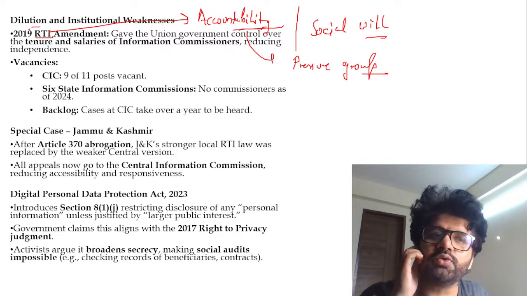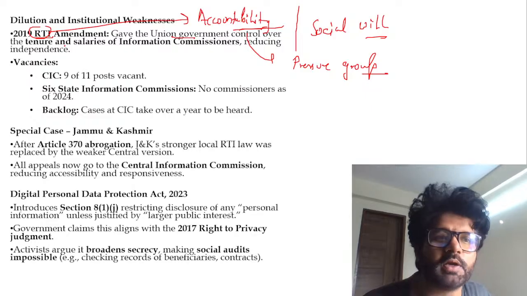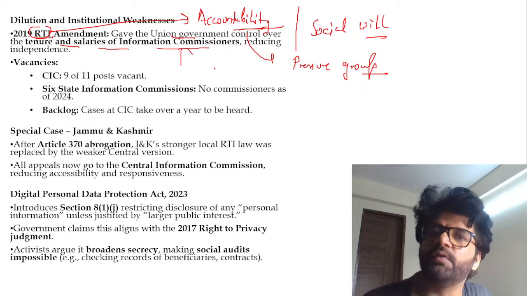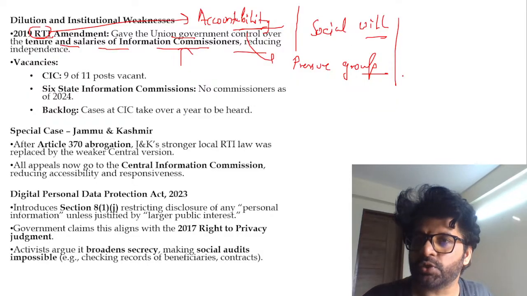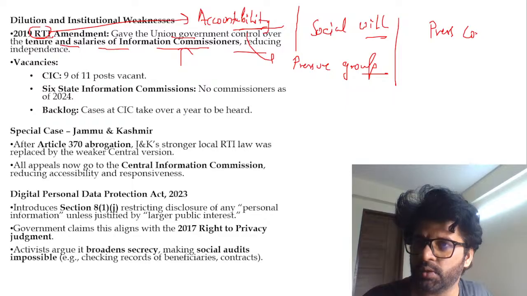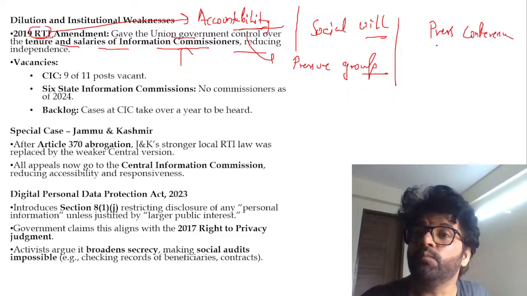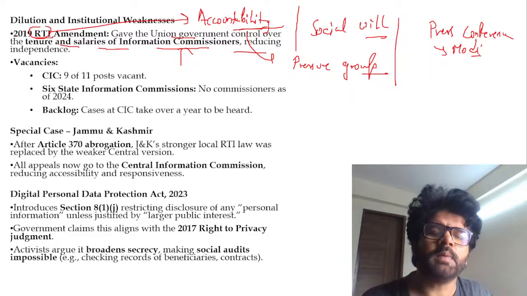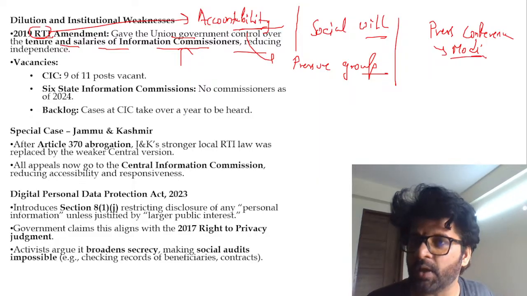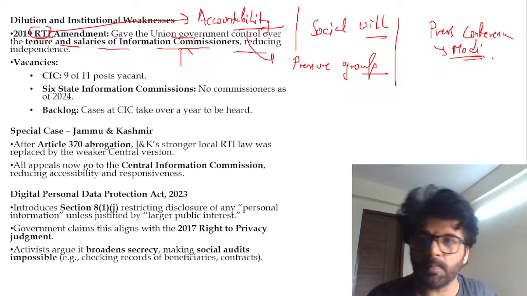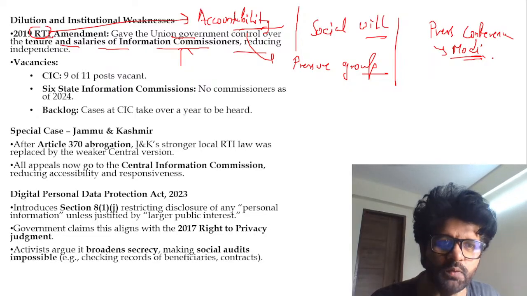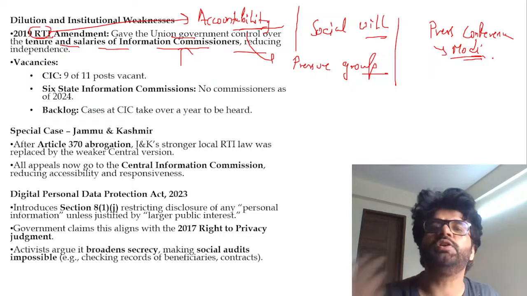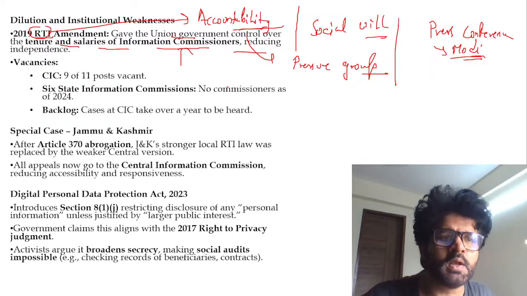So why are we saying dilution happens? See, the 2019 RTI amendment gave the union government control over tenure and salaries of information commissioners, reducing independence. They don't want themselves to be questioned. How many press conferences has Modi sir done in the last, I don't know how many years? But again, if Modi sir is not doing press conferences, it must be for some reason, because as some people say, he's one of the avatars of Lord Vishnu. So he must be thinking something. Maybe accountability is not needed. Maybe accountability is overrated. So we should do away with all these organizations which demand some amount of accountability. CIC, Central Information Commission, 9 of the 11 posts vacant right now.